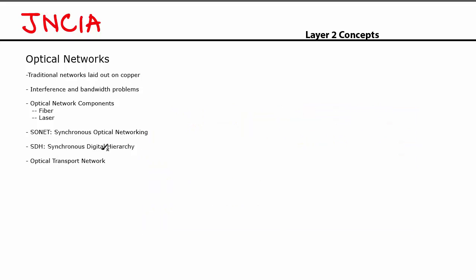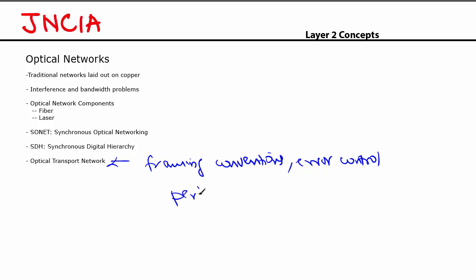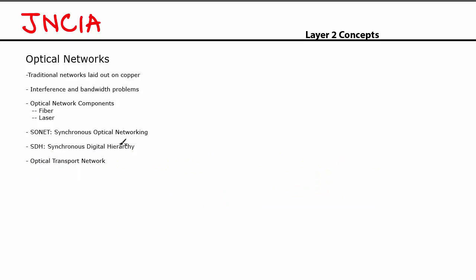Optical Transport Network is a framework or protocol that adds extra features into carrier networks. What kind of features, if you ask? Things like framing conventions, error control, and performance monitoring. These kind of features are added by Optical Transport Network into carrier networks. That's what Optical Transport Network does. Those are the important points as far as optical networks are concerned.